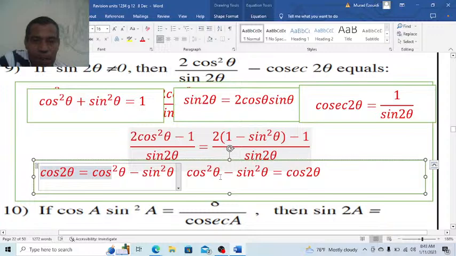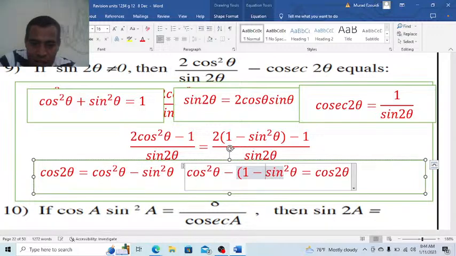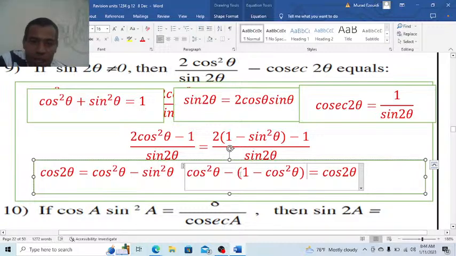Therefore, I will show that 2 cosine square of theta minus 1 is cosine square minus sine square. Instead of writing sine square, you are going to write between parentheses 1 minus cosine square of the angle theta, then close your parentheses. Therefore, it will be cosine square plus cosine square, because minus multiplied by minus is positive. It will give me exactly 2 cosine square minus 1.